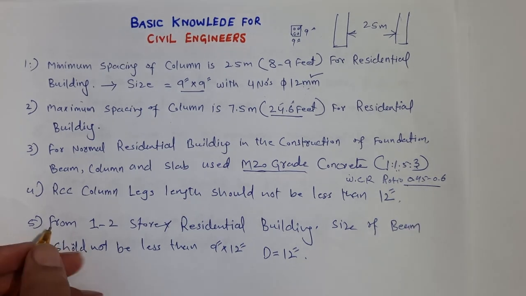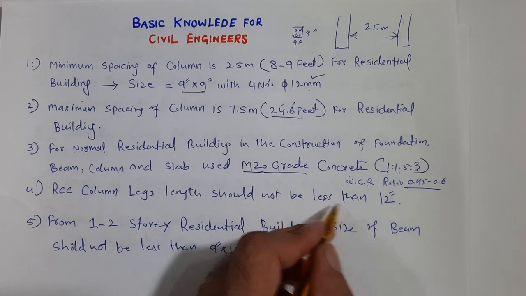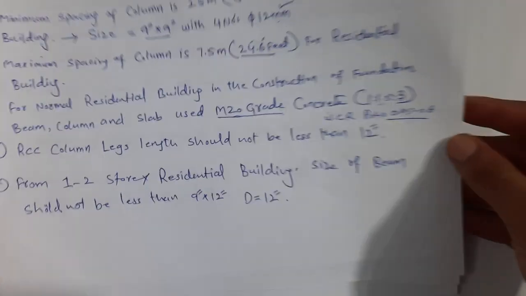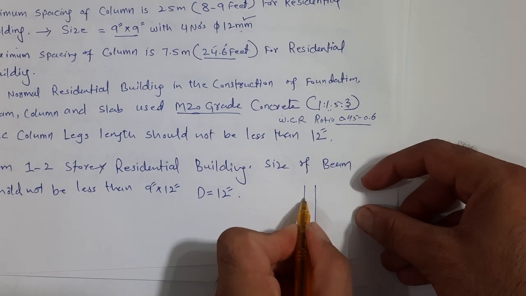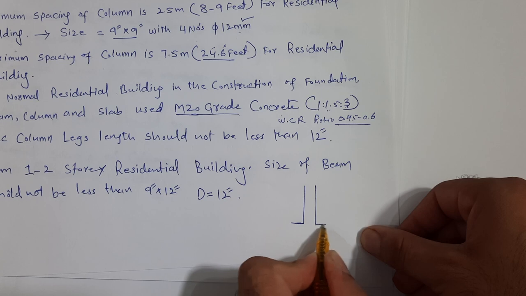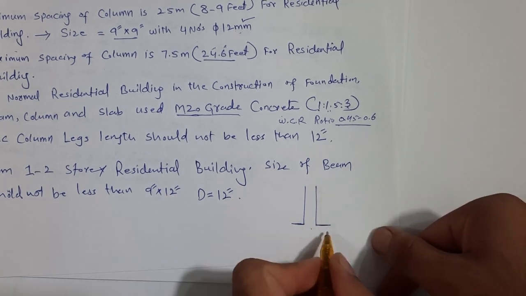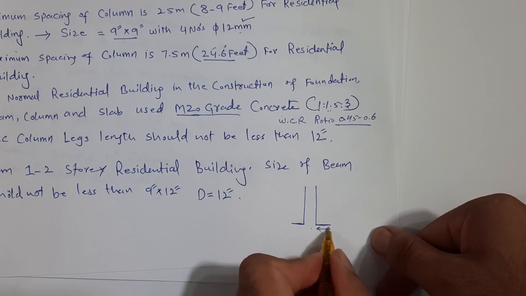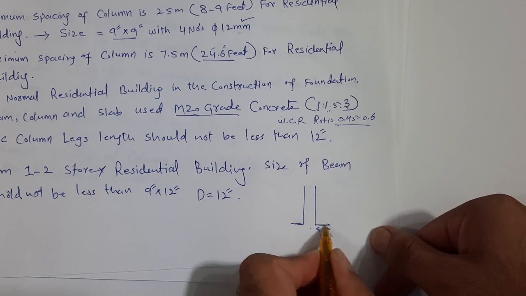Next guys, we have the fourth one: RCC column legs length should not be less than 12 inches. Let me guide you here. So this is RCC column. Here we have the legs which connect to the footing steel reinforcement or the raft foundation steel reinforcement. So the length of these legs should not be less than 12 inches. This is very important.